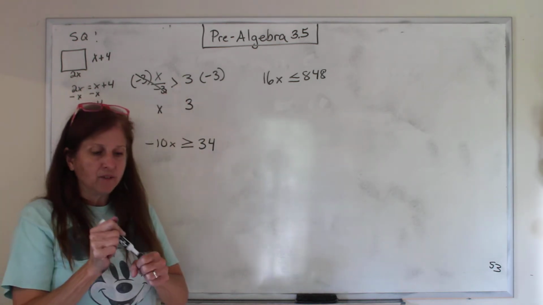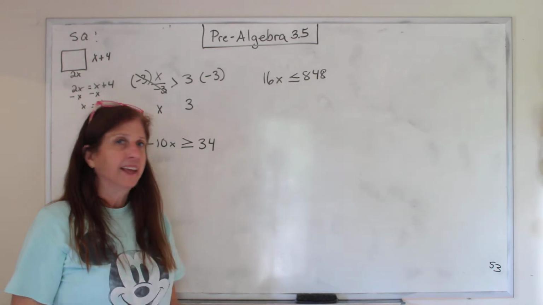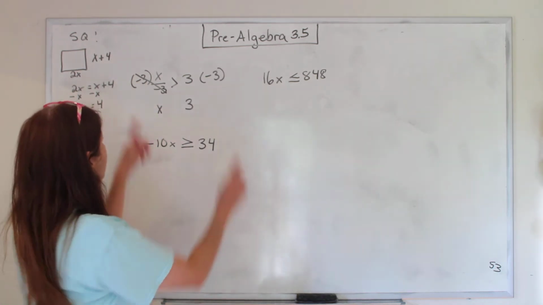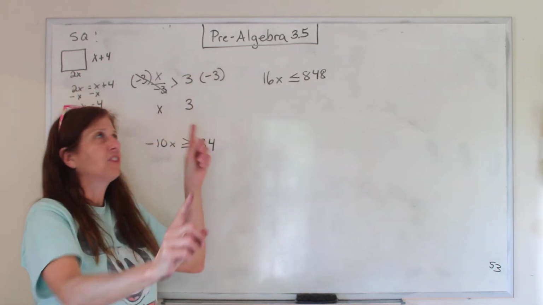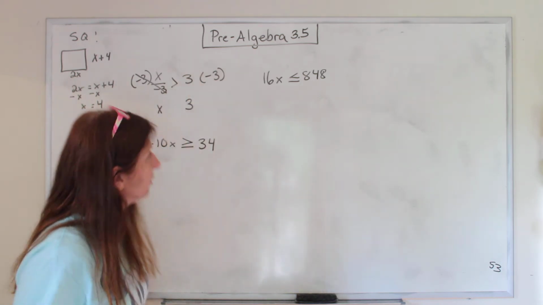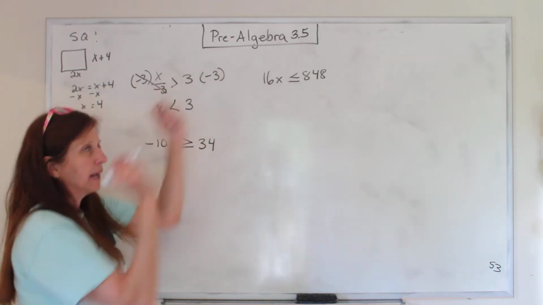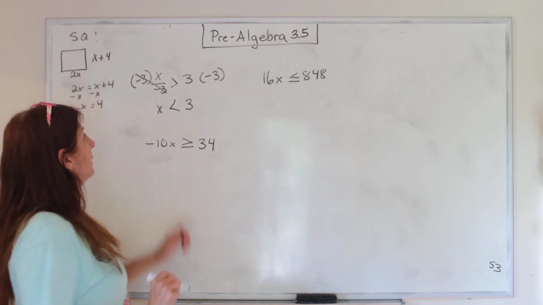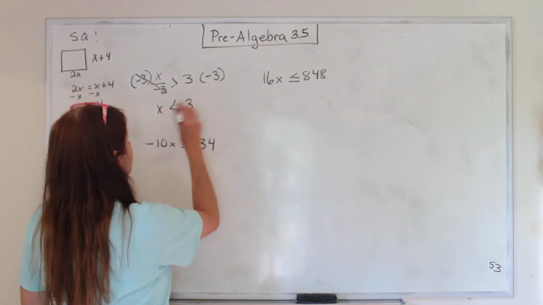But do I flip it? Yes! Because I multiplied both sides by a negative number, so I flip it. Clap, clap, clap, clap. Flip it. Clap, clap, clap, clap. And now it's X is less than 3.